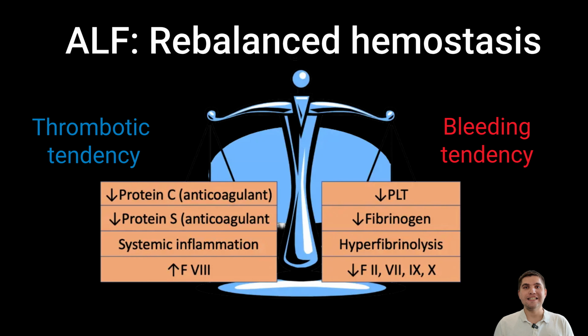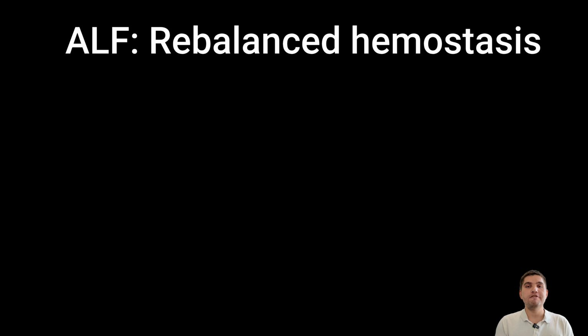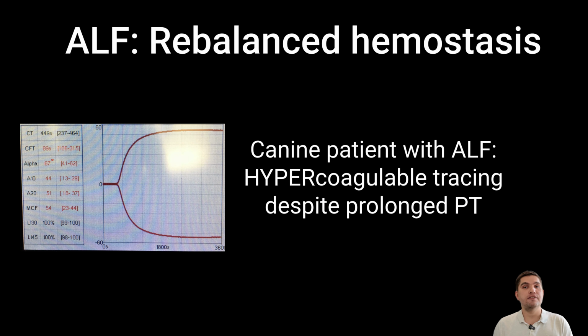For example, despite markedly prolonged PT, some ALF patients may not actually be at increased bleeding risk, and in fact, may even be at risk of thrombosis. Viscoelastic tests, such as VCM Vet or ROTEM, can identify hypercoagulable, normocoagulable, or hypocoagulable states in real time, allowing for more precise transfusion and anticoagulation decisions.